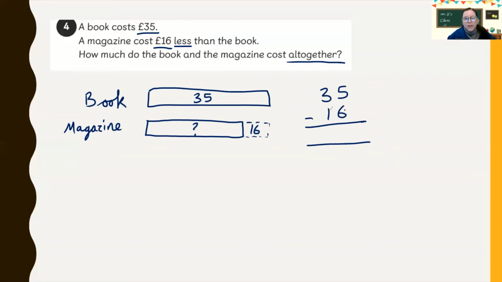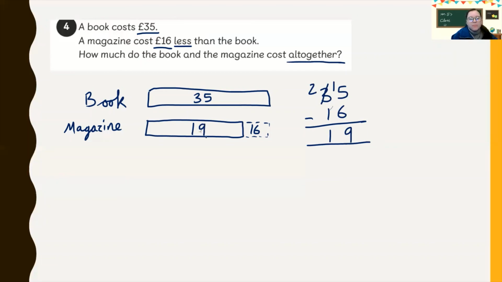5 take away 6. Can we do it? No, we can't. So we need to borrow. 3 becomes 2. Well done. And this becomes 15. 15 take away 6. We can do that. So 15 in our heads, we're going to go backwards 6. 15, 14, 13, 12, 11, 10, 9. Well done. If you also got 9. 2 take away 1 is 1. So the magazine, no longer a mystery, costs £19.